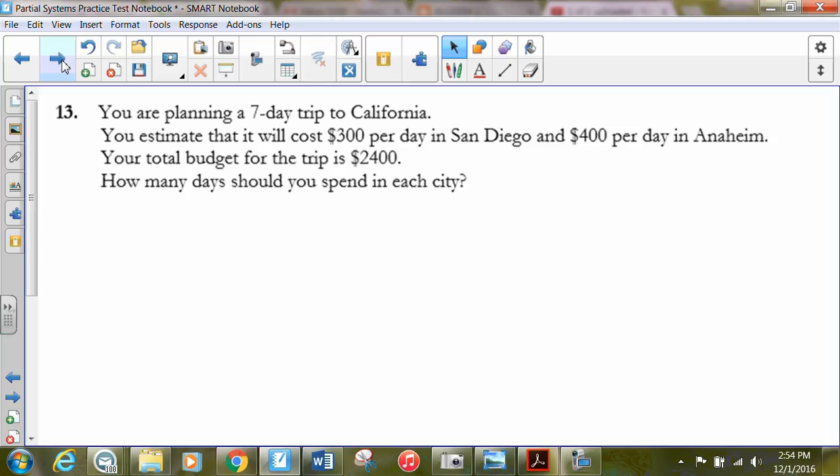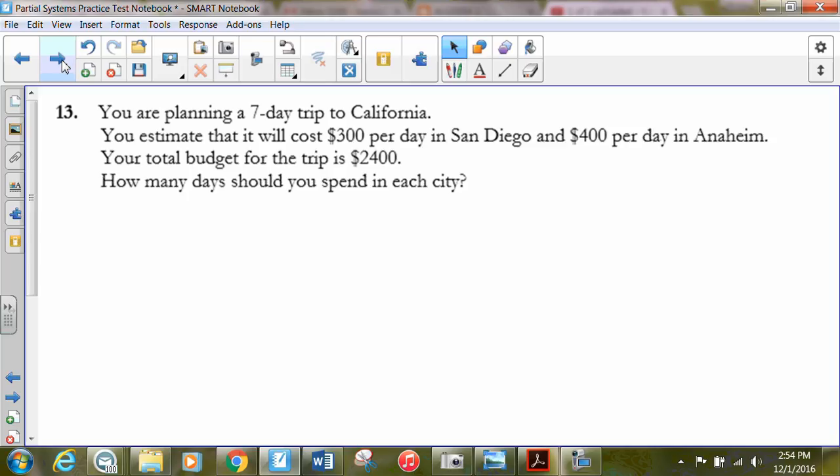You're planning a 7-day trip to California. You estimate that, now I'm turning my page just to make sure I've got this. Okay, you estimate that will cost $300 per day in San Diego and $400 per day in Anaheim. Your total budget for the trip is $2,400. How many days should you spend in each city? So this is a little bit different than what we've been seeing, and it's always good to try something new.